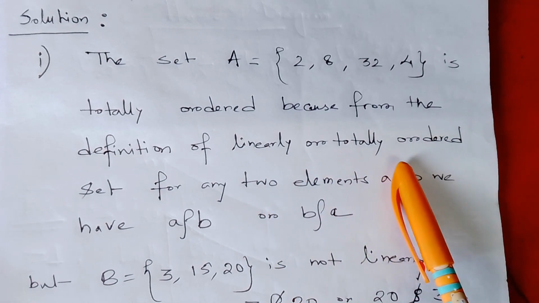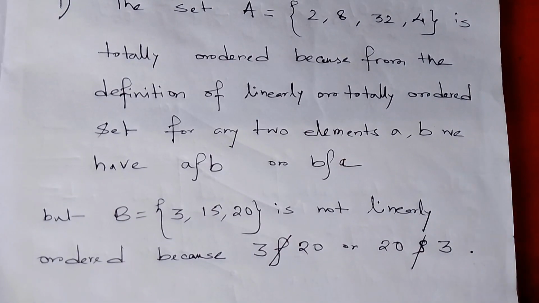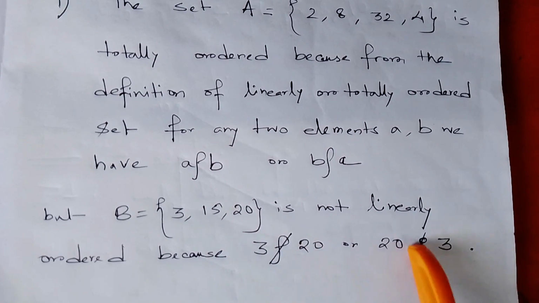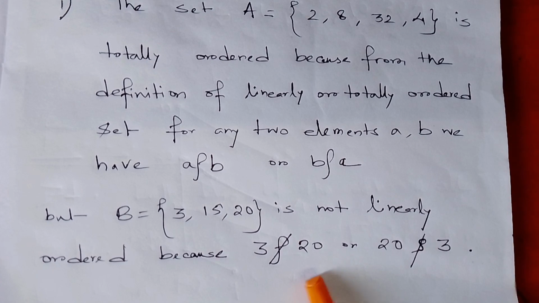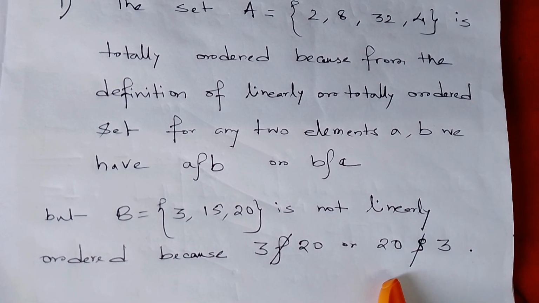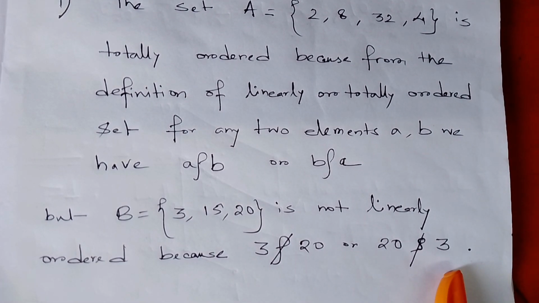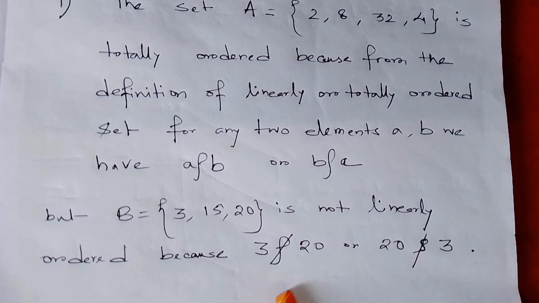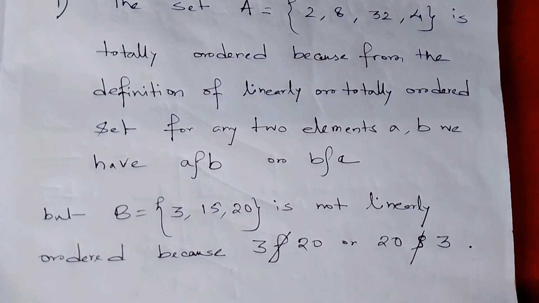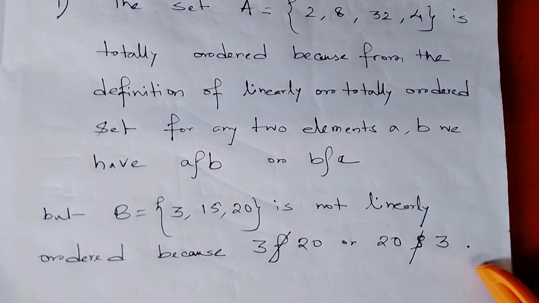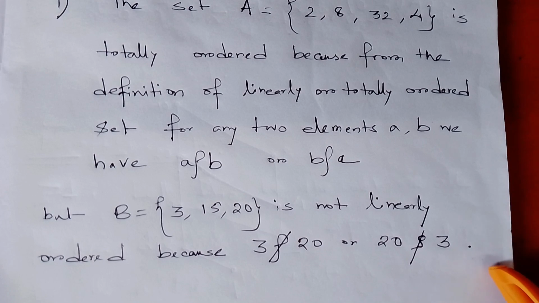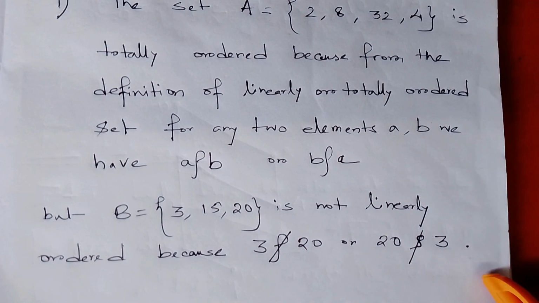And that set will be linearly ordered. Now the set B, 3, 15 and 20, is not linearly ordered because 3 can't divide 20 and 20 never divides 3. So this set is not linearly ordered. Again, I have an entire lecture session on linearly or totally ordered sets. If you have any doubt on linearly or totally ordered sets, you can go through that lecture and make your concept clear.